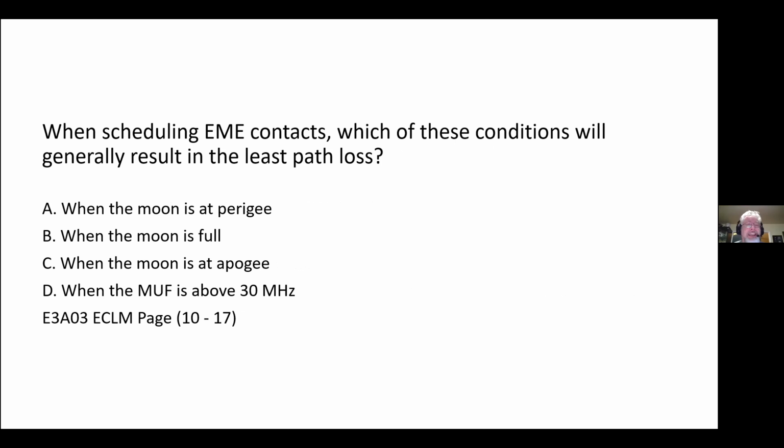When scheduling EME contacts, which will generate the least path loss? A, when the moon is at perigee. B, when the moon is full. C, when the moon is at apogee. Or D, when the MUF is above 30 megahertz. Alpha is the correct answer. When the moon is at perigee, at its closest approach.